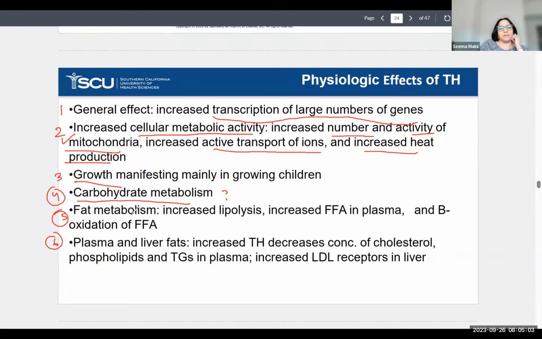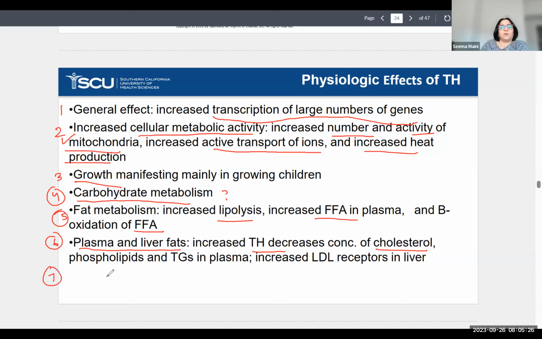Fat metabolism: increased lipolysis, free fatty acid levels in the plasma are increased, and enhanced beta oxidation of free fatty acids. Plasma and liver fats: thyroid hormone decreases the concentration of cholesterol. So cholesterol levels are kept in check by normal levels of thyroid hormones.